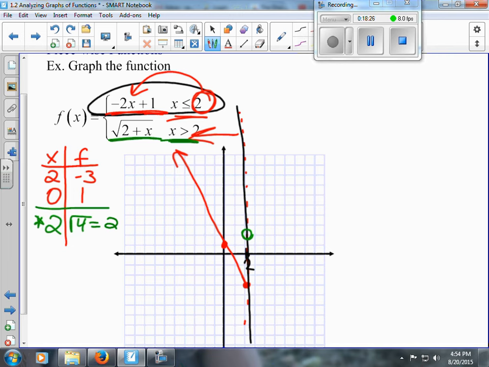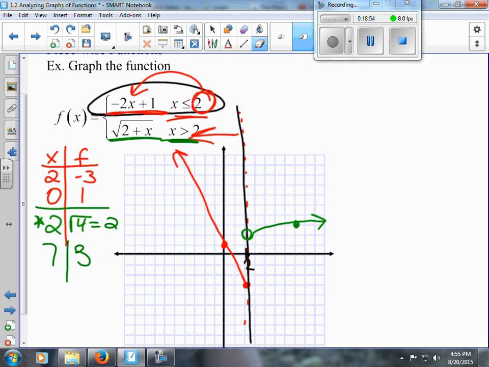All right, now let's pick another value greater than 2. I don't want to use 3 because then I'd have the square root of 5. The next nice square root is square root of what? Not 4, but 9. And that will happen at x equals 7. So at 7, I would get square root of 9, which is 3. So 2, 3, 4. And then I have the value 3. And then I know square roots look like this.